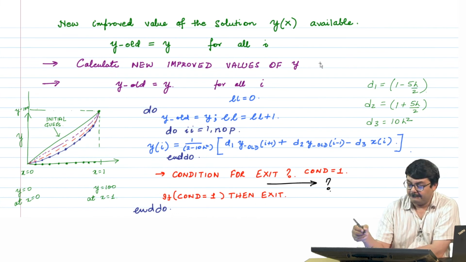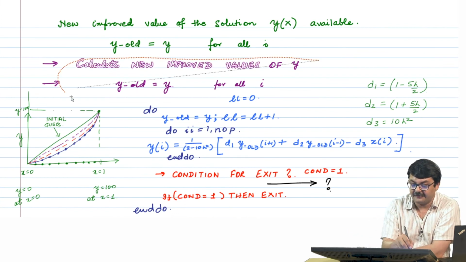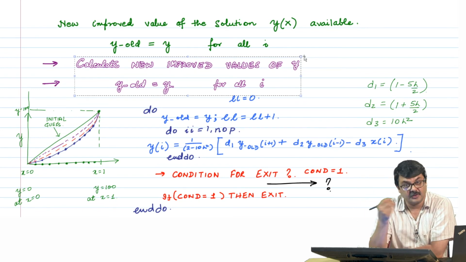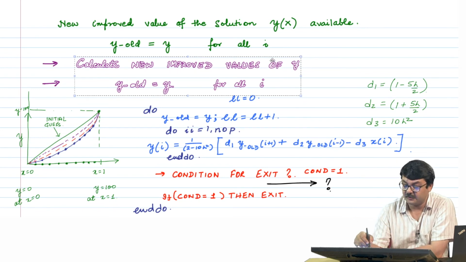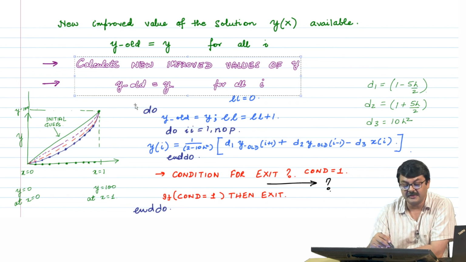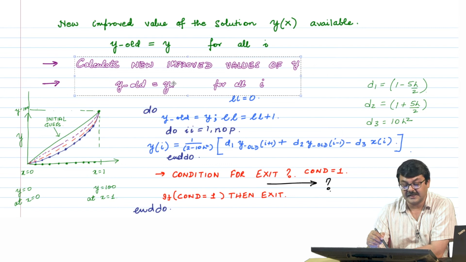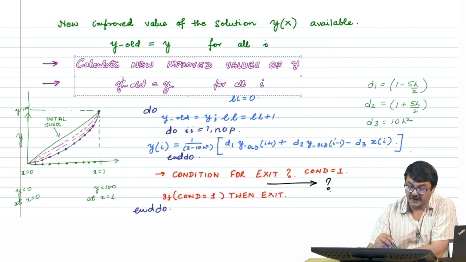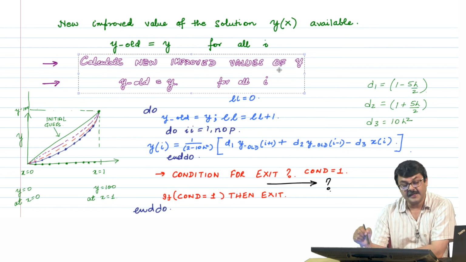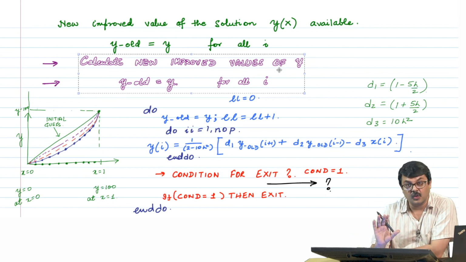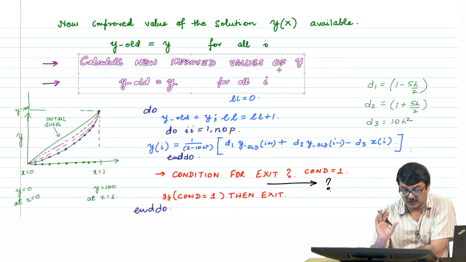So, basically what I have written here in this slide is what I already said, that every time you calculate the improved values of y using the old values of y, and then you save the values of y into y old for all i, and then again calculate the new y. So, how should the code look like?